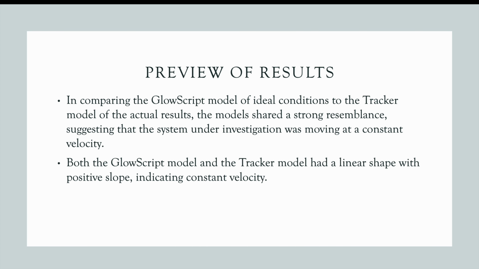So, a brief preview of our results. In comparing the GlowScript model of ideal conditions to the Tracker model of the actual results, the models shared a very strong resemblance, suggesting that the system under investigation was moving at a constant velocity. Both the GlowScript model and the Tracker model had a linear shape with positive slope, indicating constant velocity.